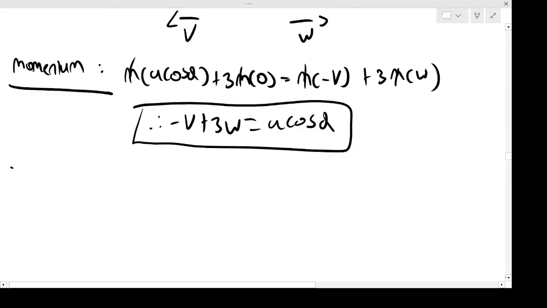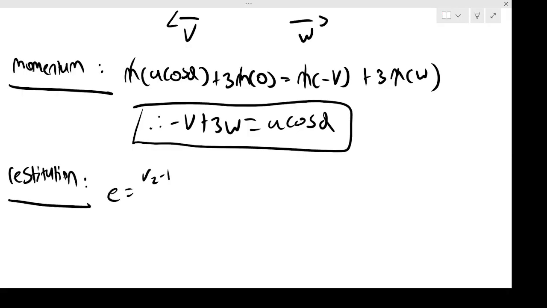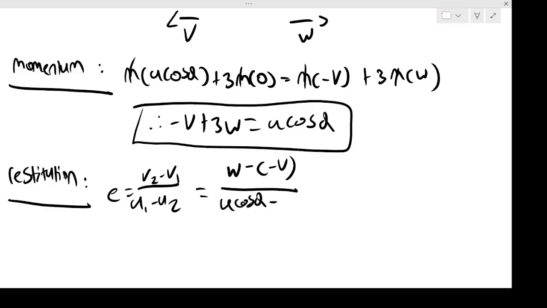And so then restitution is next. So again, that's E, which is V2 take away V1 over U1 take away U2. And so in this case, that's going to be W take away minus V. Again, it's in the negative direction, backwards. Then we're going to get u cos alpha take away 0. So that will simplify to W plus V over u cos alpha. And so that's just equal to E.